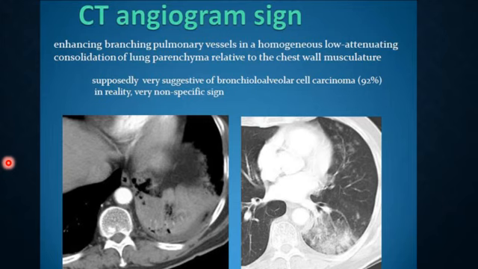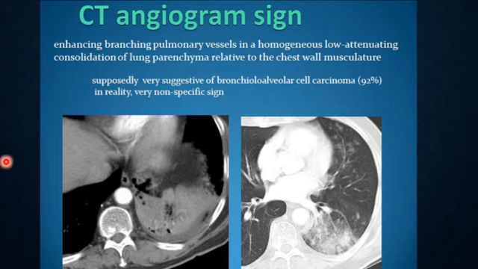These enhancing branching pulmonary vessels in a homogeneous low attenuating consolidation of the lung parenchyma, relative to the chest wall musculature, are supposedly very suggestive of bronchoalveolar cell carcinoma, about 92%. But in reality, it's very non-specific. Also called hepatization of the lung.